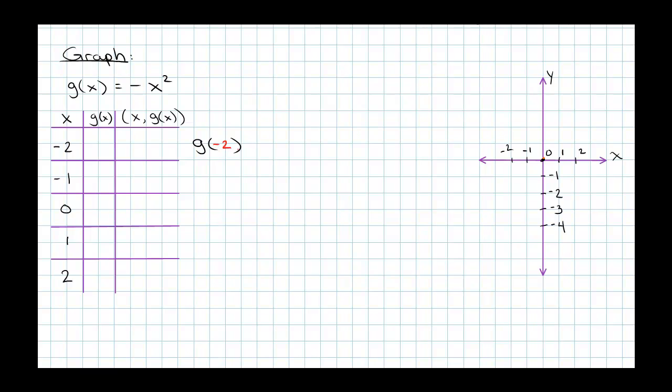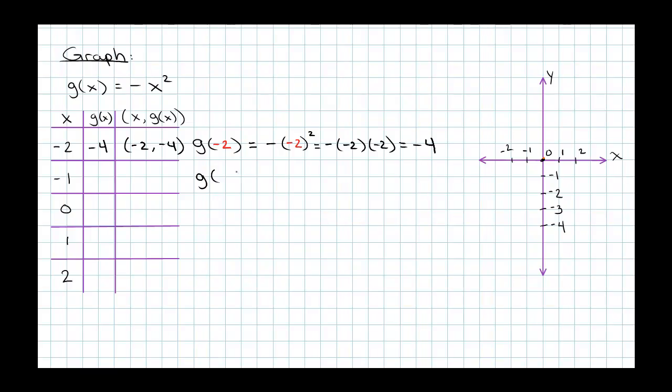So g of negative 2 is going to be equal to, and we're going to put a negative on the outside of the parentheses, and then we're going to square first the negative 2. Okay, so order of operations says exponents go first. I'm going to multiply negative 2 times negative 2 first, and I'm going to get a positive 4, and then I multiply with the negative on the outside, which gives me negative 4. So there's our first ordered pair.